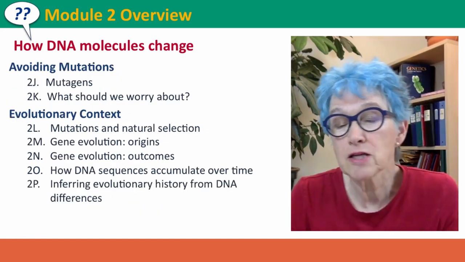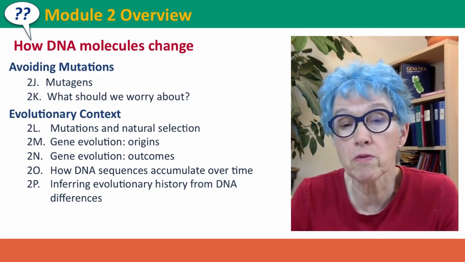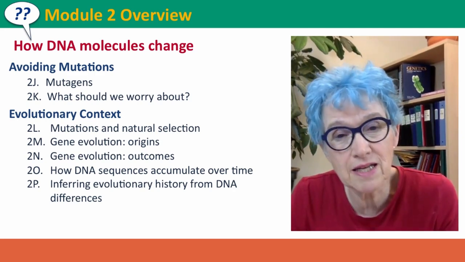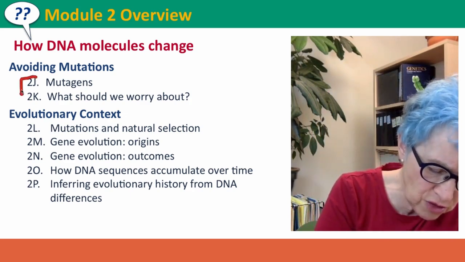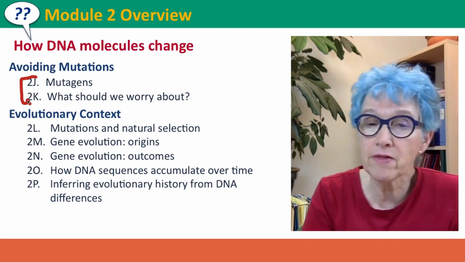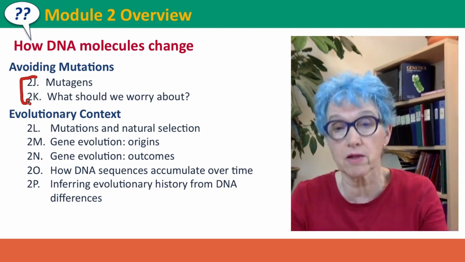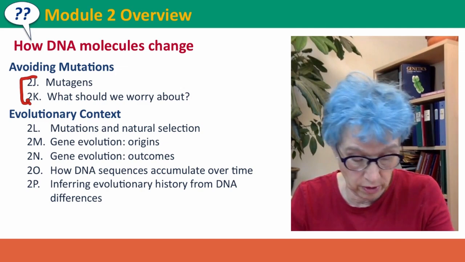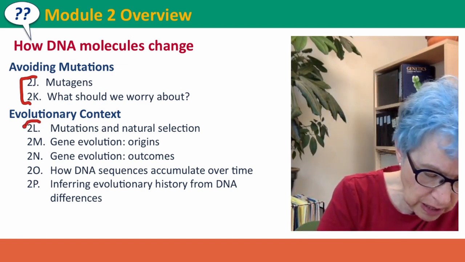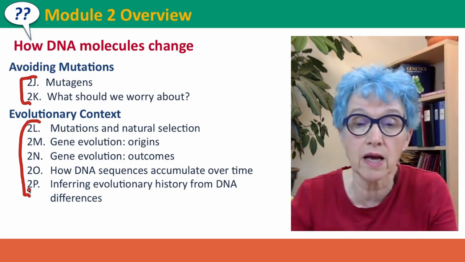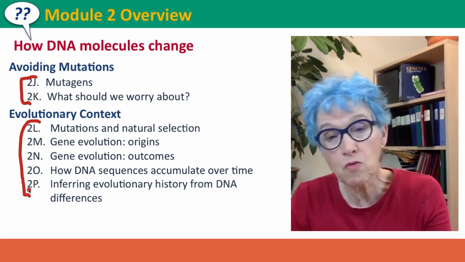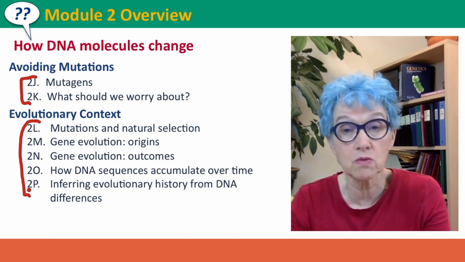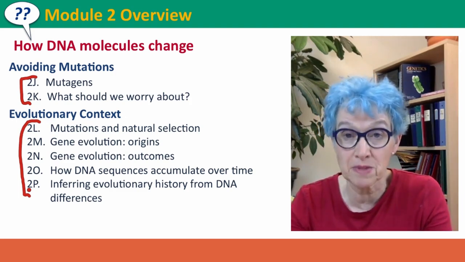We'll then spend a couple of lectures talking about mutagens, things that increase the mutation rate, and whether or not these are things we need to worry about. And then finally, we'll pull things together into this big evolutionary context, thinking about how natural selection acts on mutations, how genes evolve, and how we can use the accumulation of sequence differences to investigate how evolution happens.